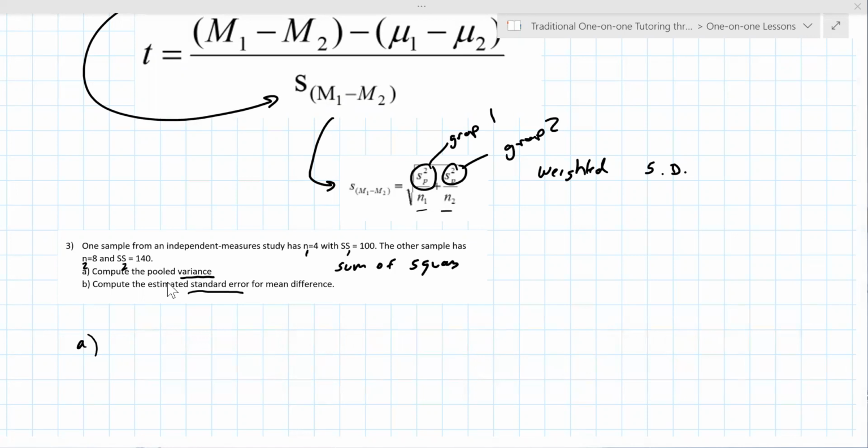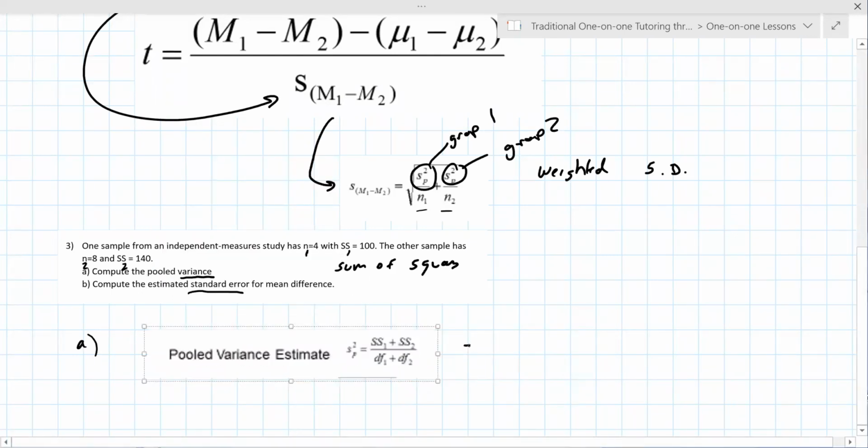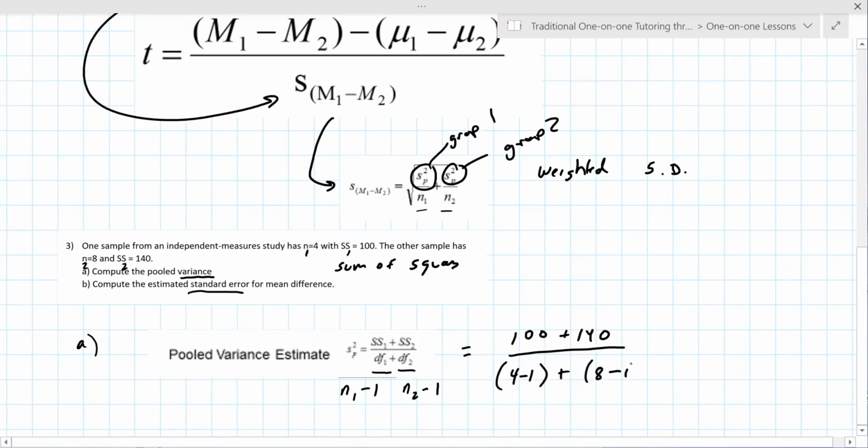So I'm sorry, the pooled variance is actually this formula right here, and it makes more sense because the instructor gives you the sum of squares. So you add the two sums of squares, 100 plus 140. The df1 is n1 minus 1, and df2 is n2 minus 1. Sometimes the formula is written as n1 plus n2 minus 2, but basically you take the first n, subtract 1, plus the second n, subtract 1, and this will give you your final answer, 24. Yeah, that sounds right. So 24.